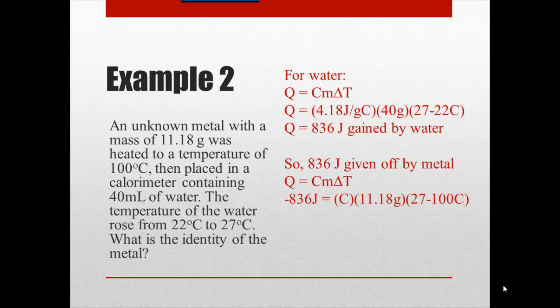I plug in negative 836 joules because the metal is giving off that heat. It's exothermic. The specific heat is what I'm looking for. The mass of the metal is 11.18 grams, and I plugged in the change in temperature. I know the metal ended up at 27 degrees, just like the water, and it started at 100 degrees. When you rearrange to solve for C, your problem looks like this. Those negatives are going to cancel one another out, and I come up with a specific heat of 1.024 joules per gram degrees Celsius.